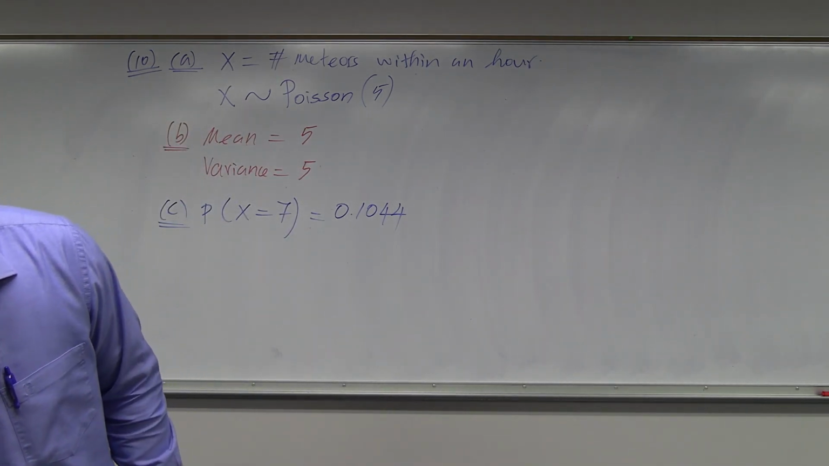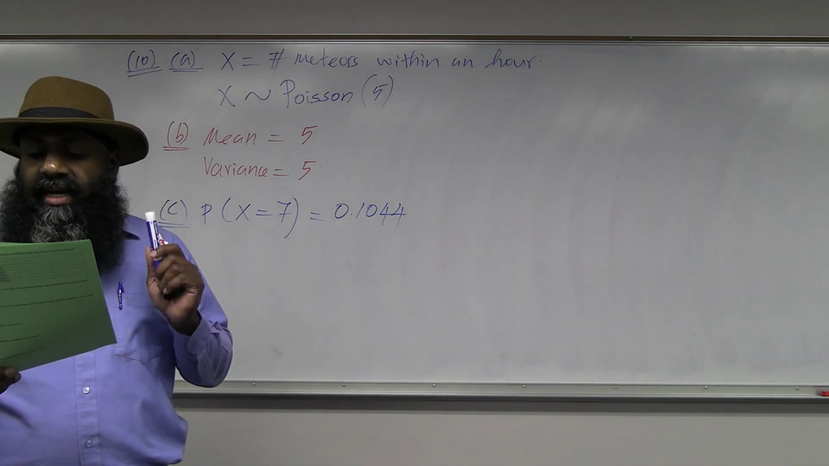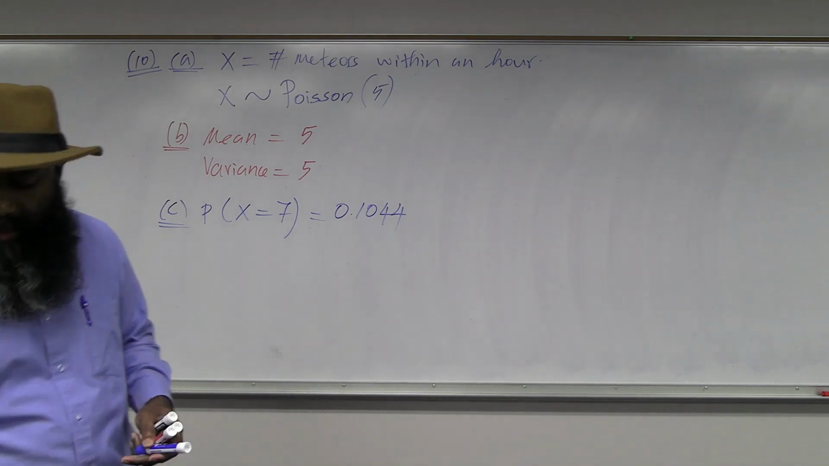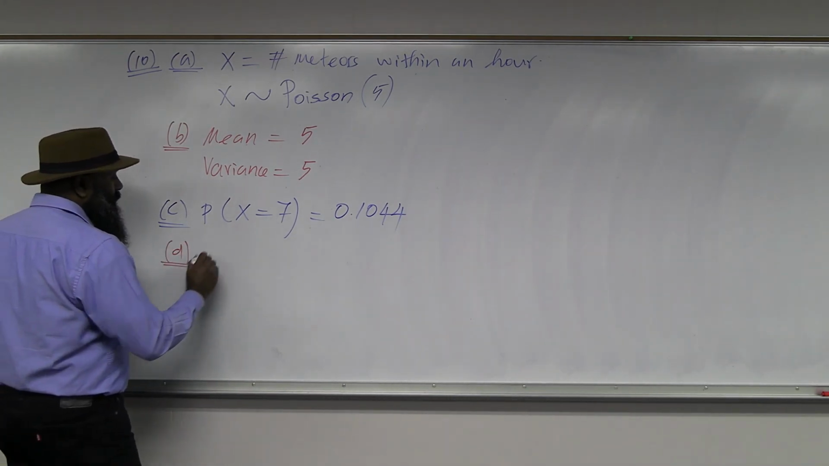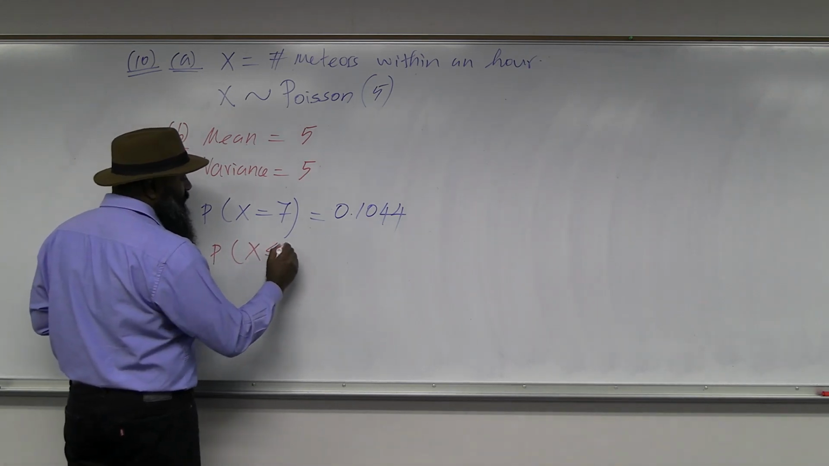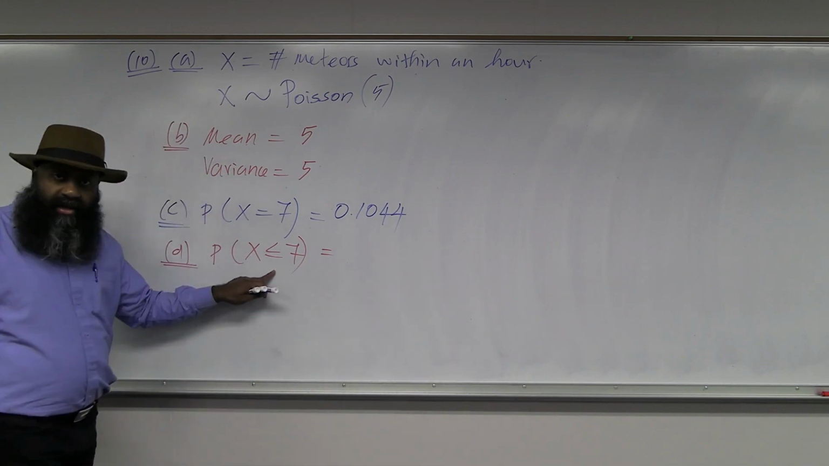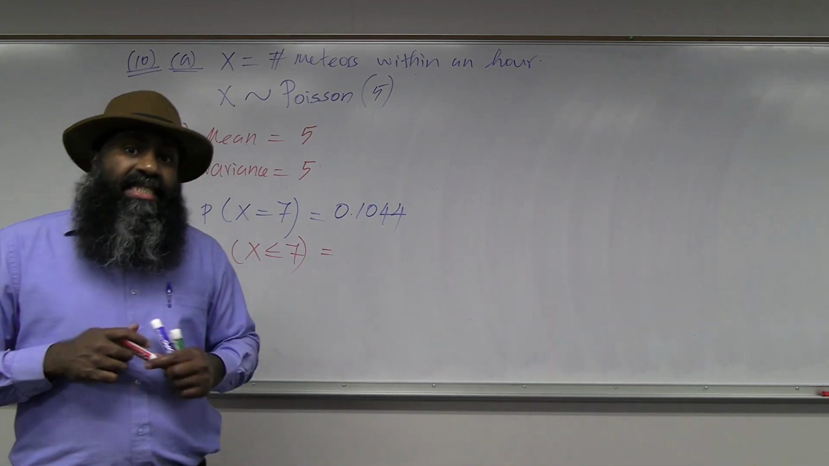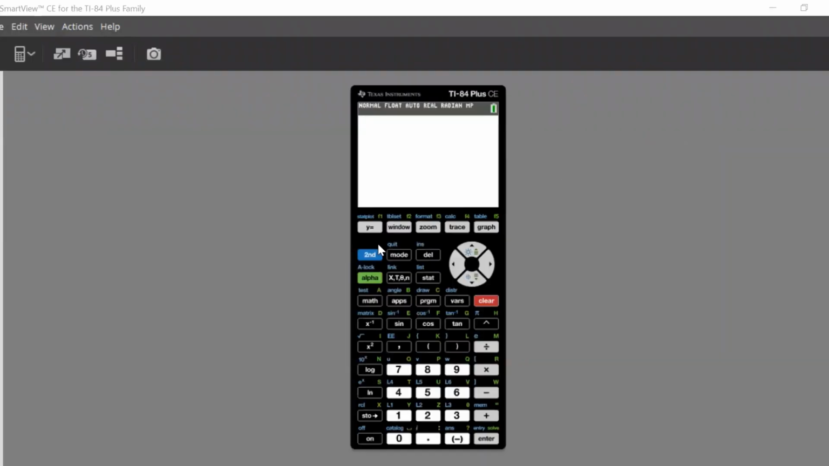Part D, if the sky is observed tonight, what's the probability that you will see 7 or lesser than 7 meteors? That means I need probability X is lesser than or equal to 7. Now, how can I find that? To find that, I need to go for Poisson CDF. Let's go to the calculator again. We'll go to distributions again. Second, variables. And this time, I have to scroll down and select Poisson CDF.